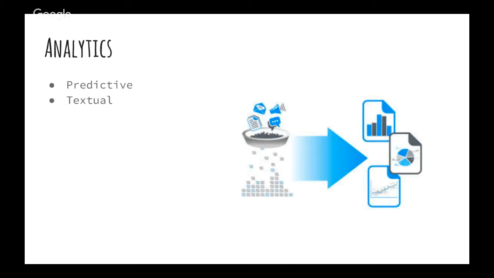So there are two types of analytics. Predictive analytics focuses on application of statistical models for predictive forecasting or classification, and text analytics applies statistical, linguistic, and structural techniques to extract and classify information from textual sources. It's basically an unstructured data analysis.